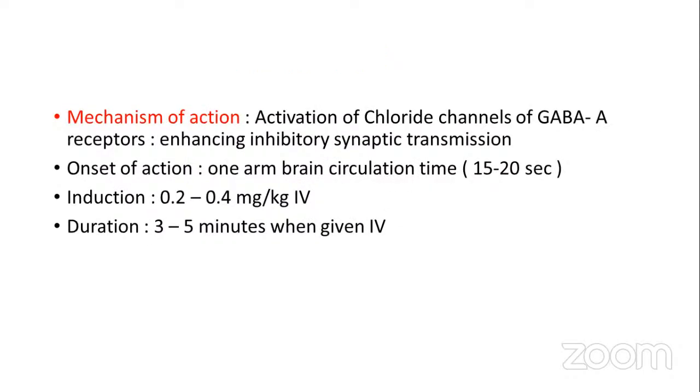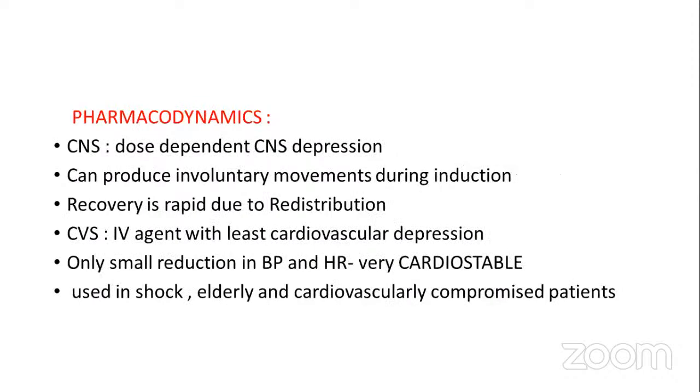Mechanism of action is the same: activation of chloride channels of GABA receptors, enhancing inhibitory postsynaptic transmission. Arm-to-brain circulation time is 15 to 20 seconds. Induction dose of Etomidate is 0.2 to 0.4 mg per kg IV. Duration is 3 to 5 minutes. Etomidate also causes dose-dependent CNS depression and produces involuntary movements during injection, same as propofol. Recovery is rapid due to redistribution.